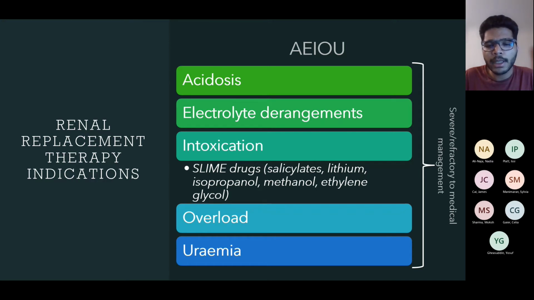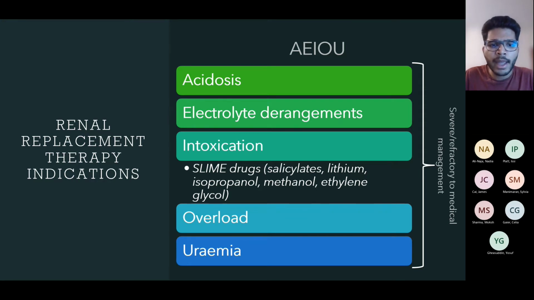renal replacement can be pretty nicely remembered by AEIOU. So severe acidosis that's not responding to medical treatment, electrolyte disturbances that are like severe hyperkalemia that are not responding to medical management, intoxication with these drugs that can damage the kidneys or can damage other things. So these are the slime drugs: salicylates, aspirin, lithium, isopropanol, which nobody should be drinking, methanol, if people have drunk methanol by accident, and antifreeze, ethylene glycol.